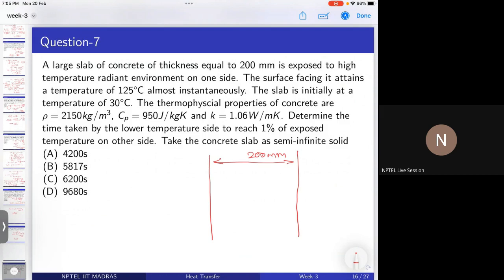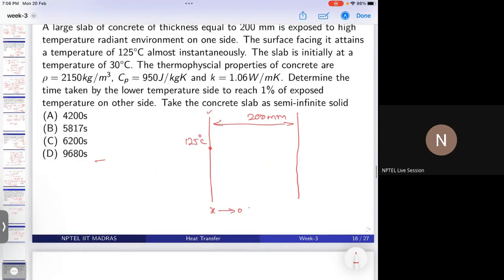The surface facing it, I'm taking this as x. This is exposed to a temperature of 125 degrees Celsius, and the other side is there. This is the side where it is exposed to high temperature, and this is the other side. Okay, the slab was initially at a temperature of 30 degrees Celsius, and the thermophysical properties are given.